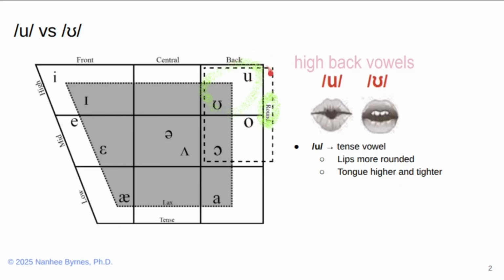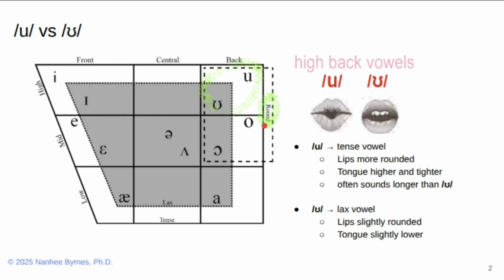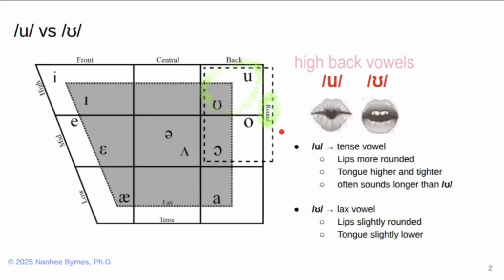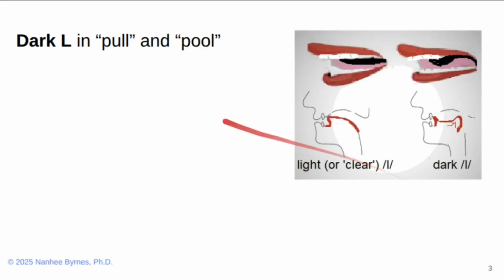is usually longer. ʊ is a lax vowel, where the lips are slightly rounded, the tongue is raised toward the back of the mouth, and the vowel is shorter in duration. These differences are important for distinguishing words that look similar but sound very different, such as pull and pool.